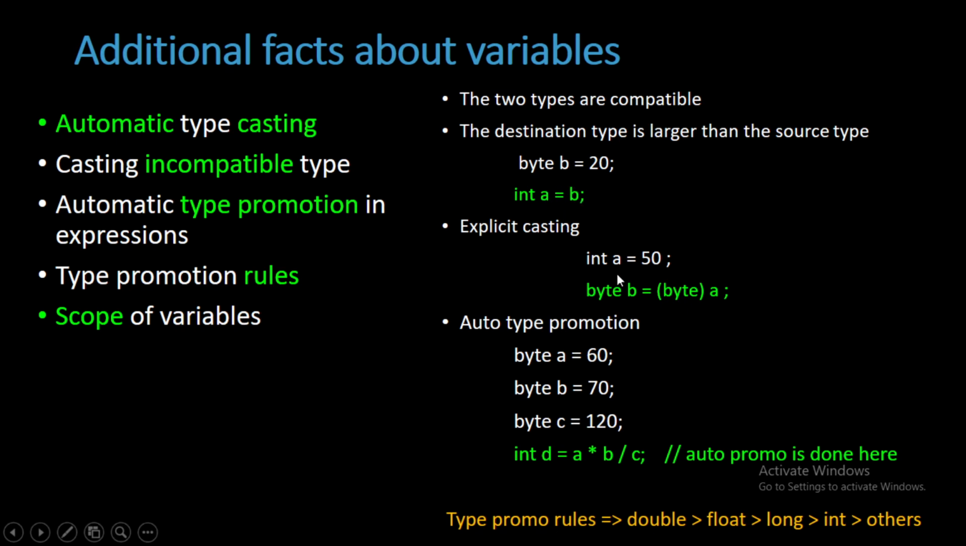Whereas if you do the reverse process, let's take another example. I have an integer variable a, and I'm assigning a value of 50. Now if I want to assign this a to a byte, then that's not possible.